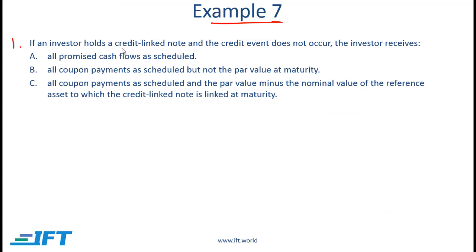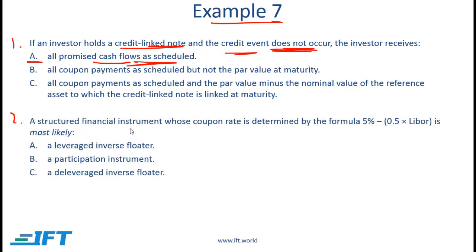If an investor holds a credit-linked note and the credit event does not occur, the investor receives, and here the correct answer is A. So if the credit event does not occur, the investor gets all the promised cash flows as scheduled. Now, as I mentioned earlier, with a credit-linked note, these cash flows are likely to be higher than an otherwise similar regular bond because the investor is taking credit risk. Here the investor got lucky and the credit event did not happen, so he will get a relatively high return.